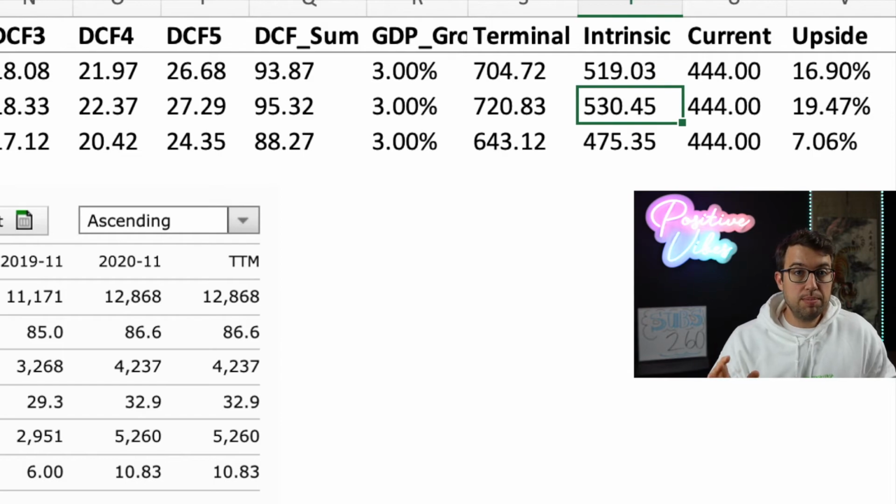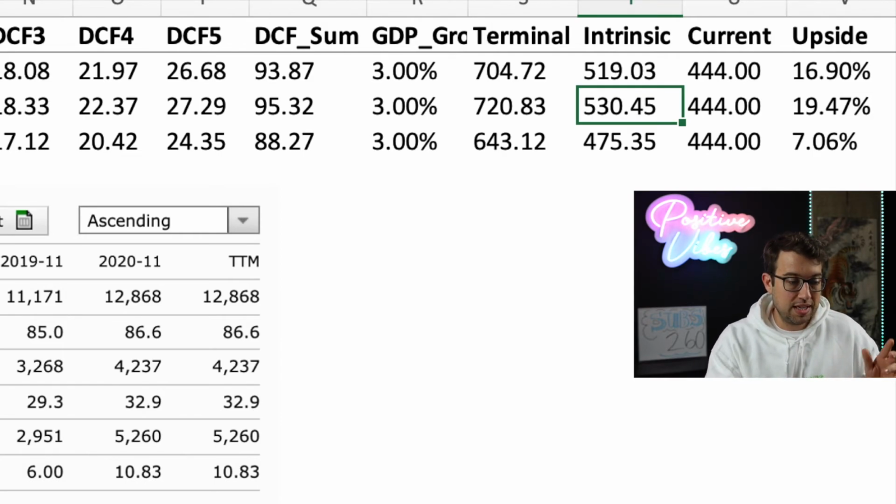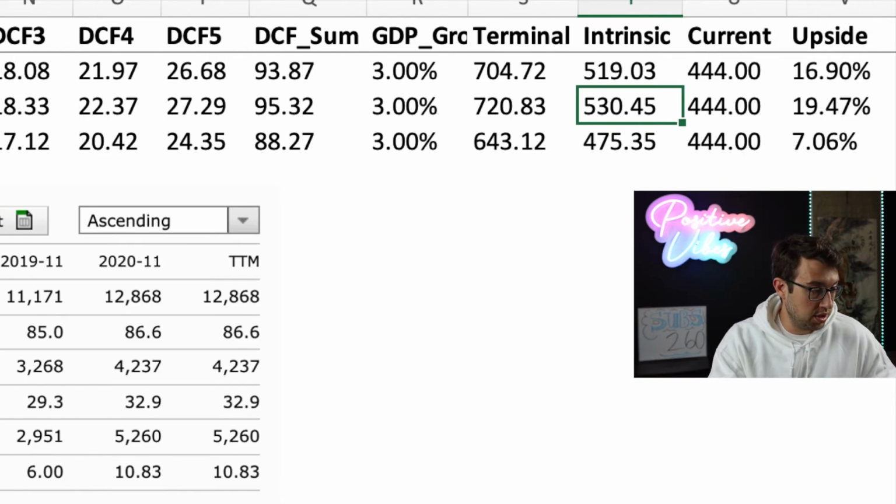So I am extremely bullish on Adobe, and the price target that I'm going to be giving Adobe is $530 per share.